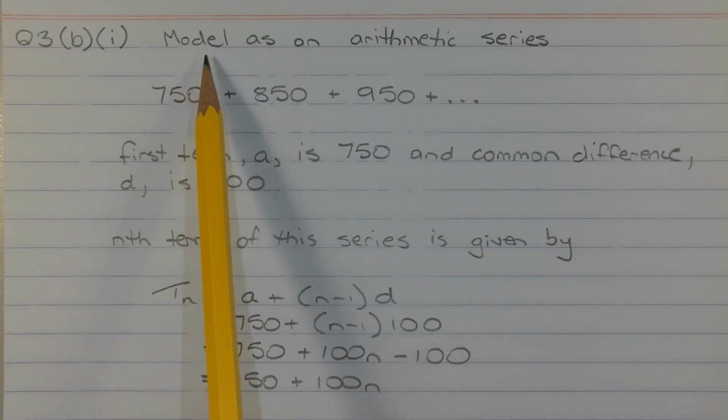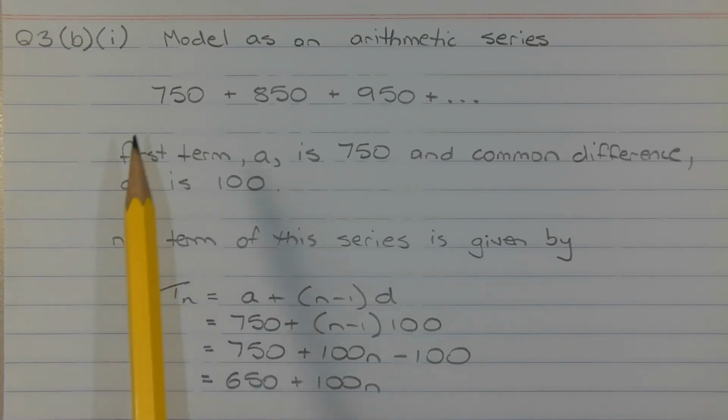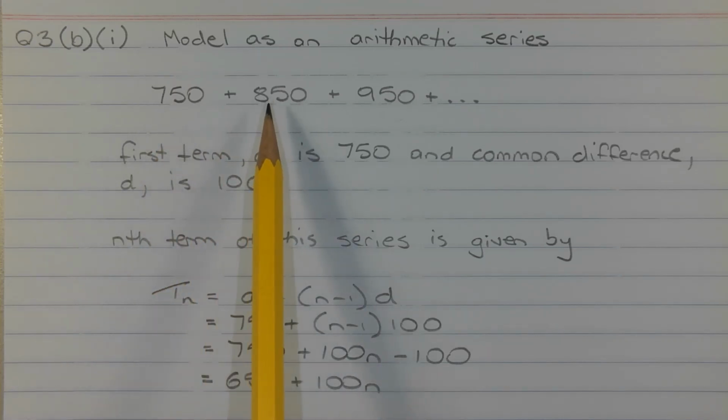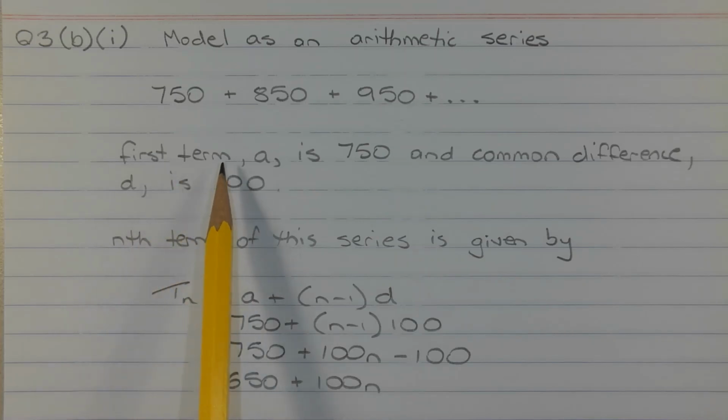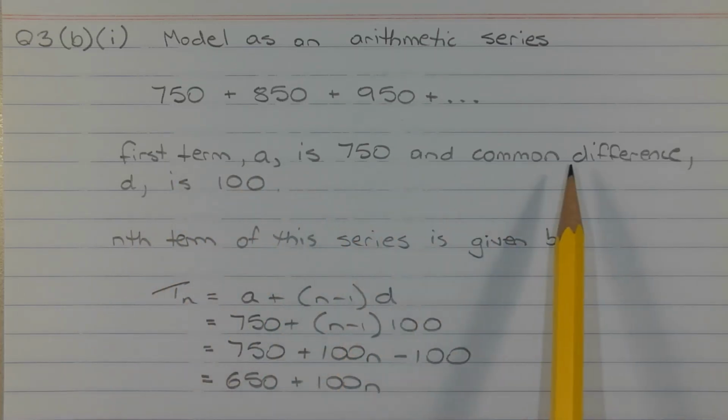We can model this situation as an arithmetic series. Now we know it's arithmetic because the length swum each day increases by the same amount, which is equivalent to the common difference of the arithmetic series. The first term of the arithmetic series represents the length that Heather swims on the first day, which is 750 meters. So the arithmetic series is 750 plus 850 plus 950 and so on. So the first term A is 750 and the common difference D is 100.